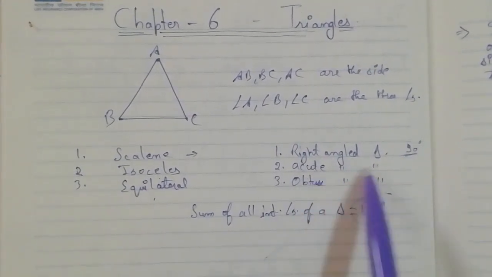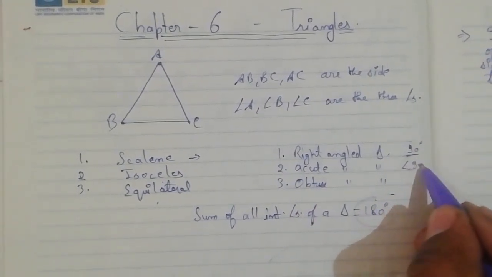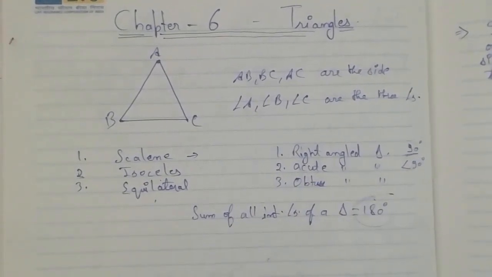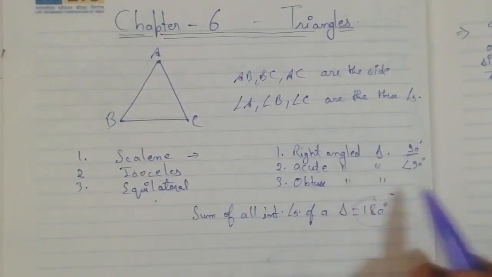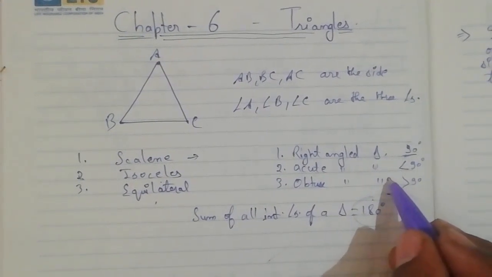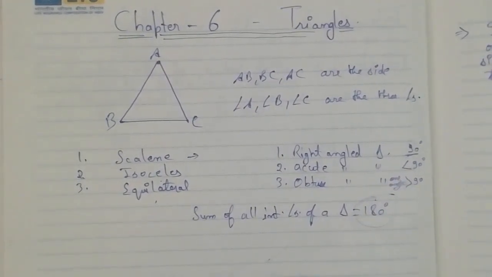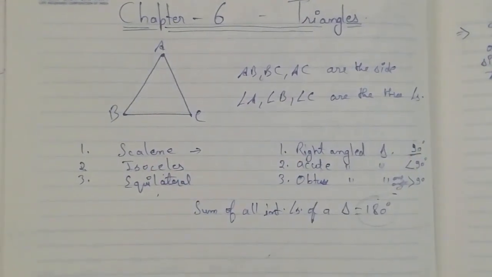And what is an acute angled triangle? All angles should be less than 90 degrees in an acute angled triangle. And same with an obtuse angled triangle, one of the angles must be greater than 90 degrees. Only one angle can be greater than 90 degrees. So this is the classification of triangles.